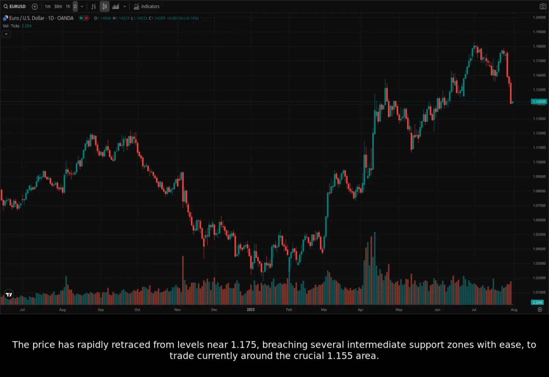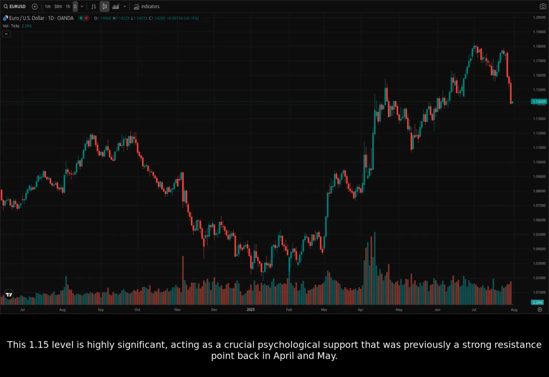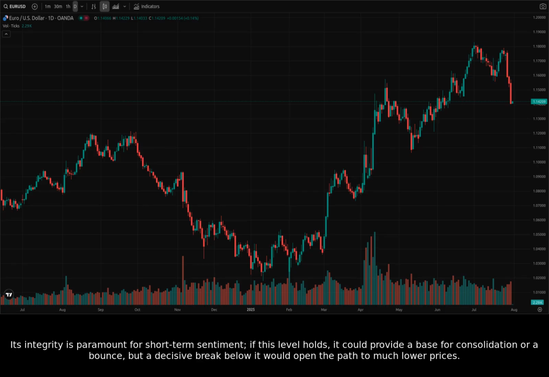The price has rapidly retraced from levels near 1.175, breaching several intermediate support zones with ease, to trade currently around the crucial 1.155 area. This 1.15 level is highly significant, acting as a crucial psychological support that was previously a strong resistance point back in April and May. Its integrity is paramount for short-term sentiment.